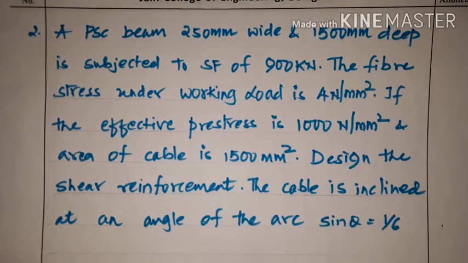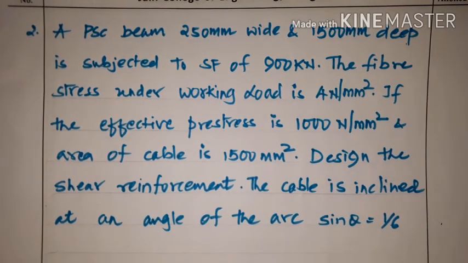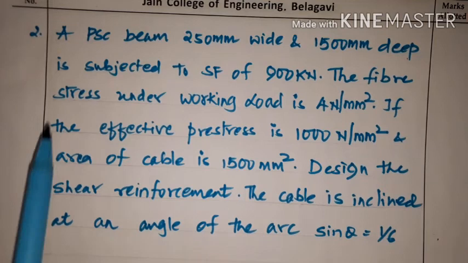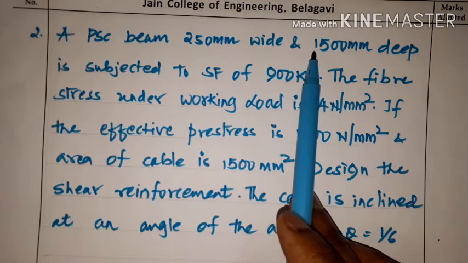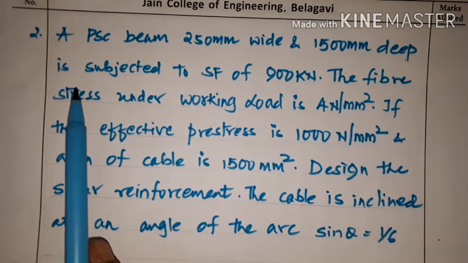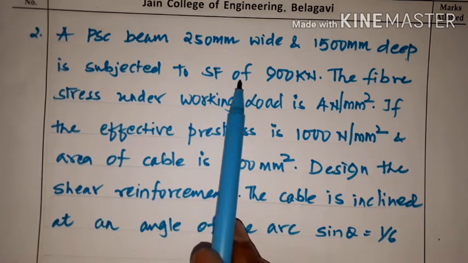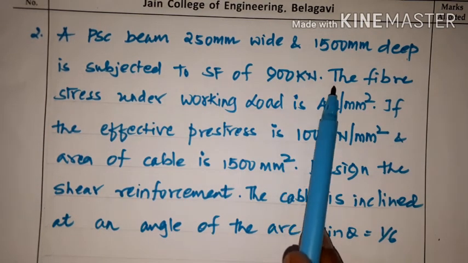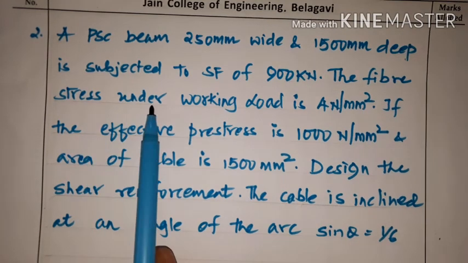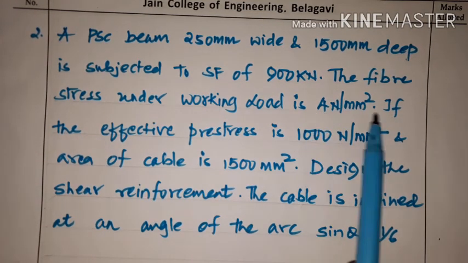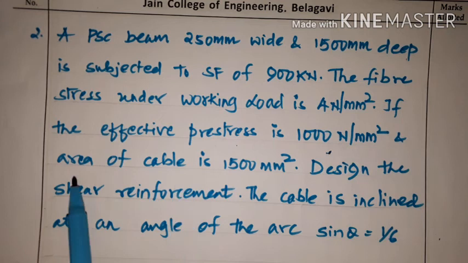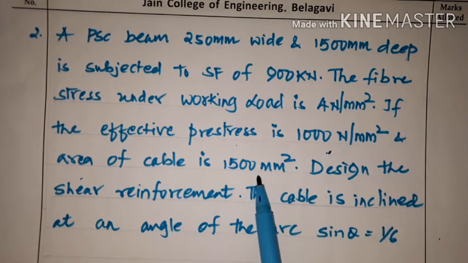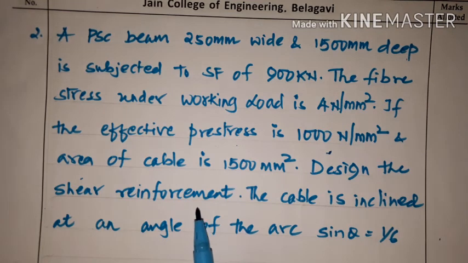So let us solve one more problem again for shear design of pre-stressed concrete beam. So the statement of the problem is: a PSC beam 250 mm wide and 1500 mm deep is subjected to a shear force of 900 kilonewton. The fiber stress under working load is 4 Newton per mm square. If the effective pre-stress is 1000 Newton per mm square and area of cable is 1500 mm square, design the shear reinforcement.